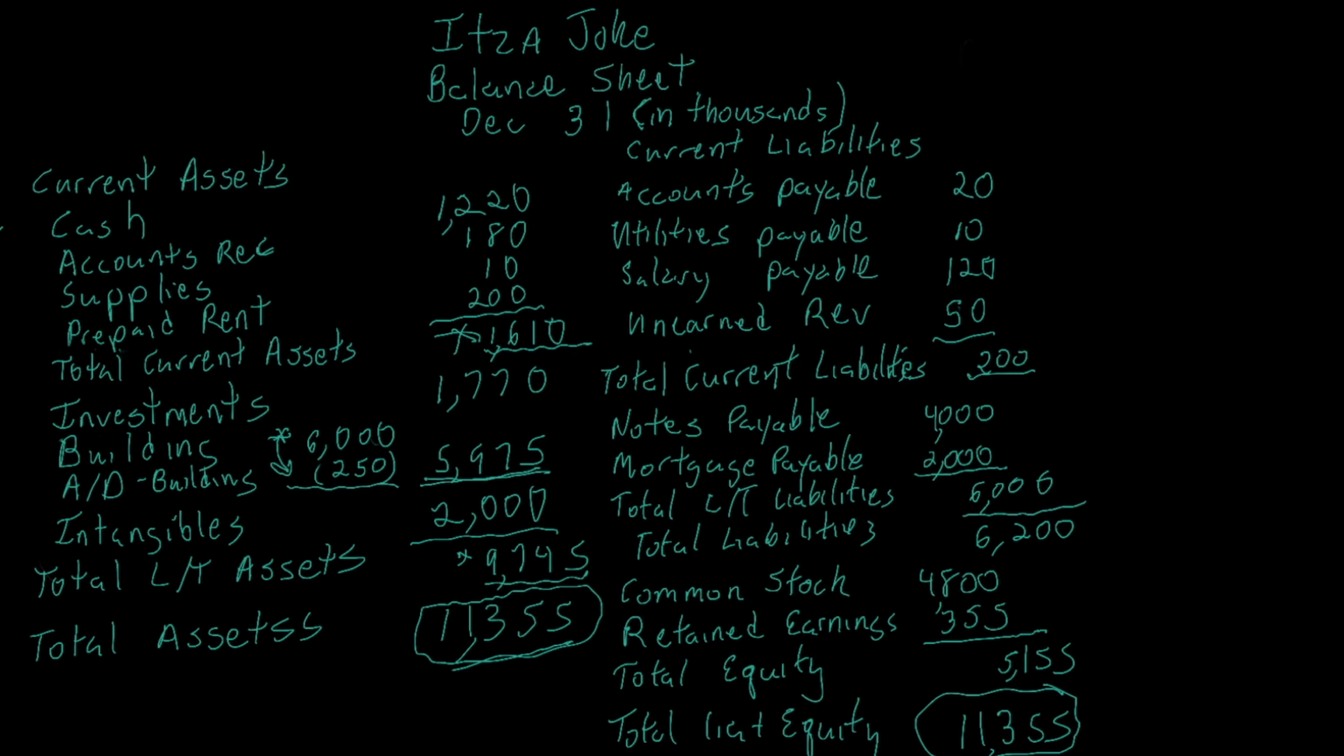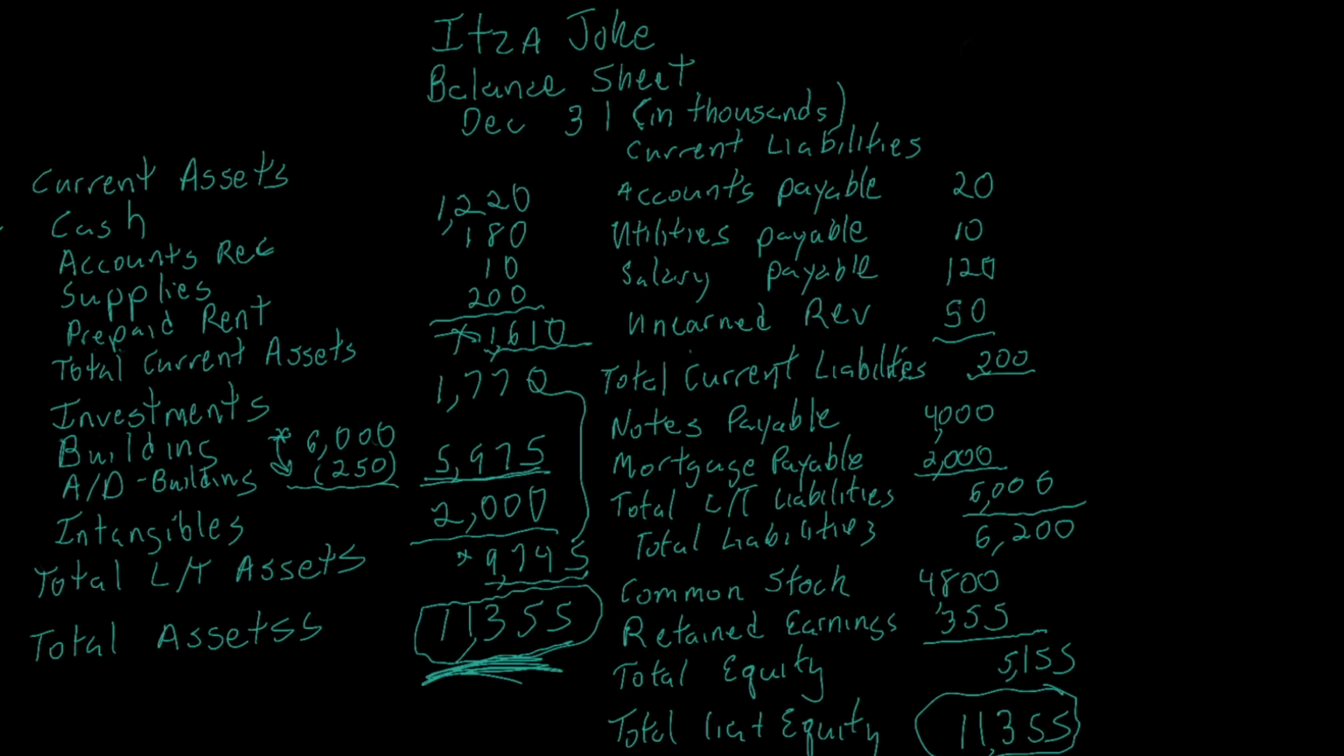After we calculate our total current assets and total long-term assets, we add them up together, and they will give us a total asset amount of $11,355. Then we move on to our current liabilities. And again, gang, our current liabilities don't have a particular order. Some companies prefer to list them in ascending or descending balances of the amounts. So basically here we just kind of shuffled them around.